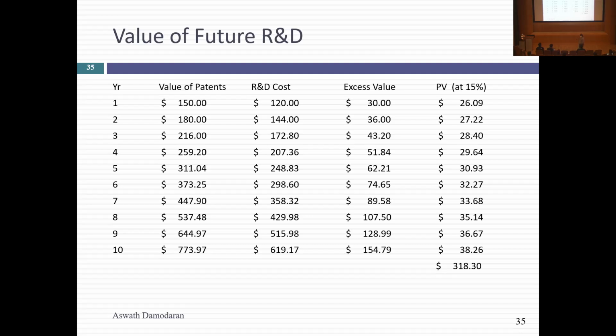Of course, this is a very uncertain stream. It's not like the licensing stream, which is close to riskless. I discount the value added by 15%, reflecting the higher uncertainty. What I get as a present value is $318 million. You're saying, what does that tell me? That's the value of my R&D department continuing over time.